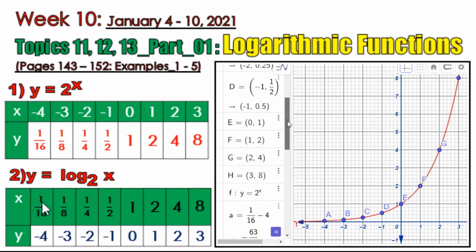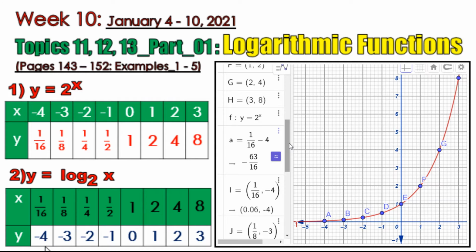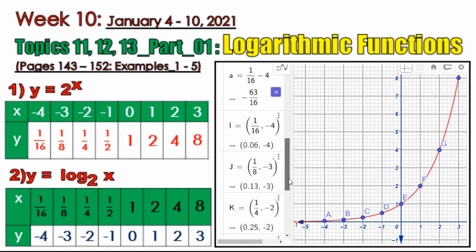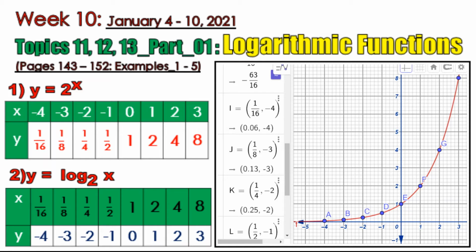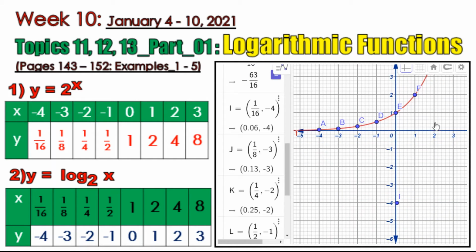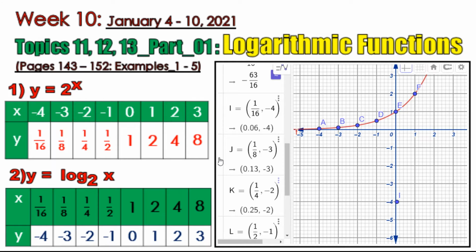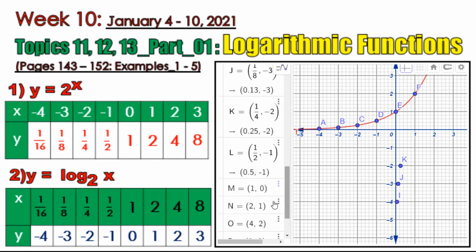So how about for our second function, y is equal to logarithm of x to the base 2. We have our first point, 1 over 16, negative 4. So this is our first point. Second point is 1/8, negative 3. We have also 1/4, negative 2. 1/2, negative 1. 1, 0.